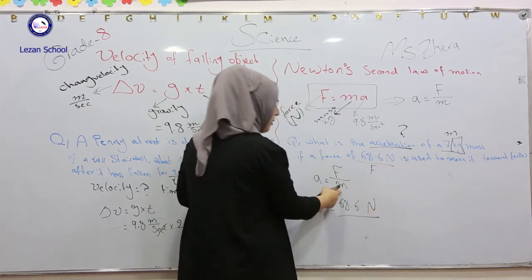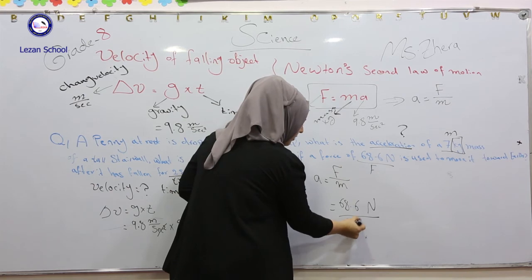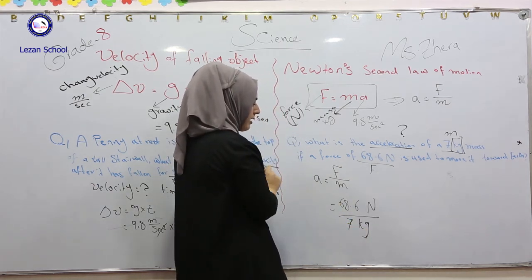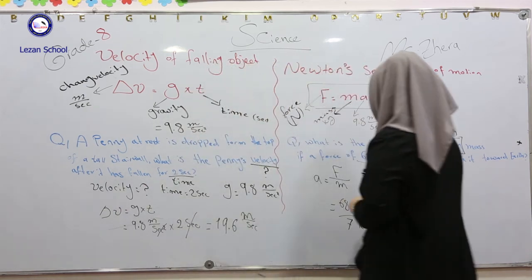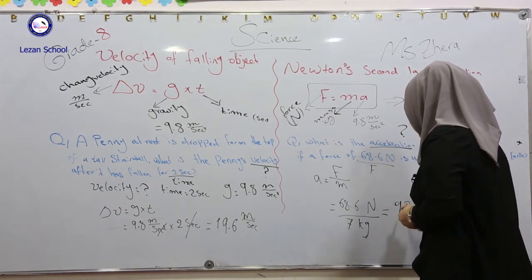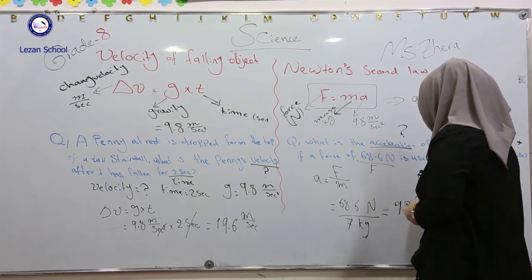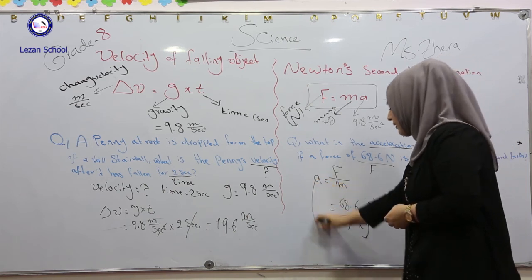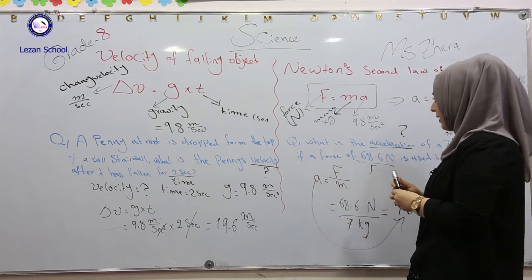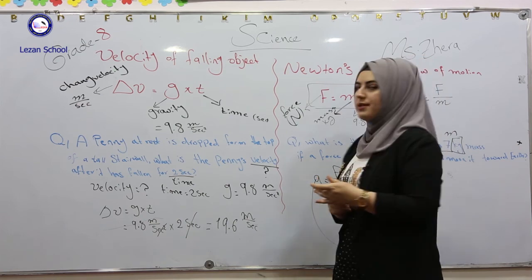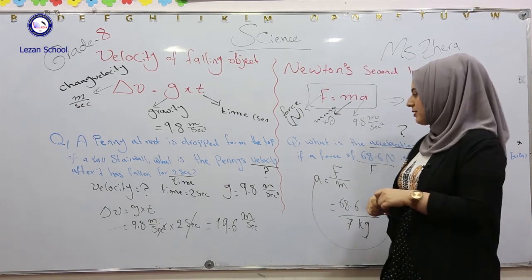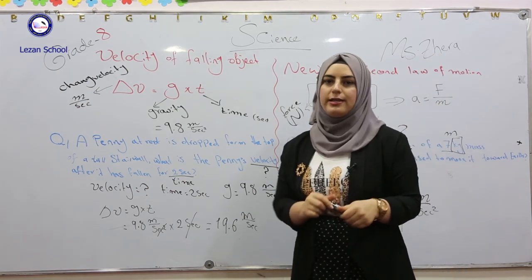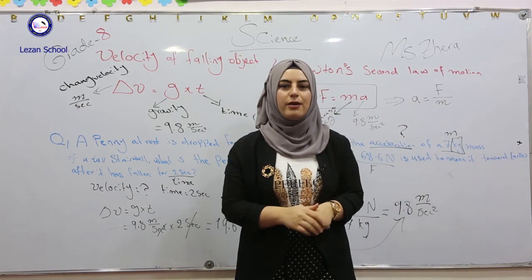And how much is M? 7 kilograms. Dividing 68.6 by 7 equals 9.8. So when you calculate it, the unit is meters per second squared. This is how you can find the acceleration. The first time, you have to understand the question, because if you understand the question, you have half of the answer. So that's enough for today about velocity and Newton's second law. Have a nice time. Wish you all the best.